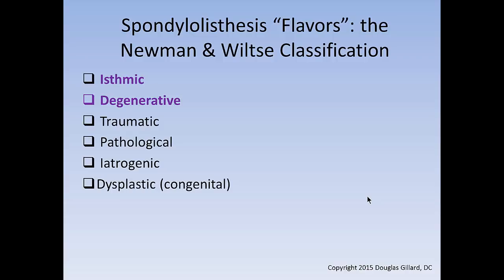Okay, we just talked about spondylolysis. Now we have different flavors of spondylolisthesis. So we have an isthmic spondylo, a degenerative, a traumatic, a pathological, iatrogenic, a dysplastic, or congenital. I don't like the word congenital though, because then people think they're born with a spondylo and you're not. Remember the last tape, a spondylo is a stress fracture. It's acquired. They're not present at birth.